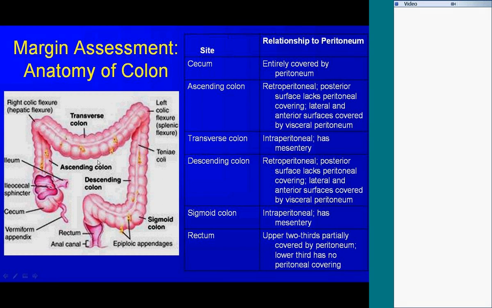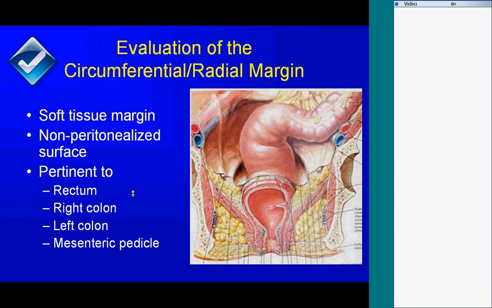So it's worth bearing in mind the areas of the colon that are fully invested by peritoneum and only have a mesenteric pedicle, which are the cecum, the transverse colon, and the sigmoid colon. This circumferential or radial margin refers to a soft tissue margin, and as I said, it's pertinent to the mesenteric pedicle, and the rectum circumferentially. The right colon and left colon have bare areas on the posterior that are retroperitoneal. We don't refer to the serosal surface as a margin, but that does get factored into the T category.